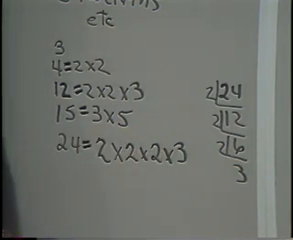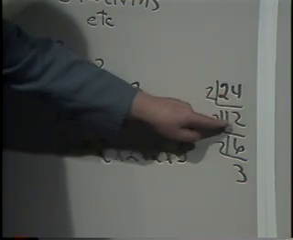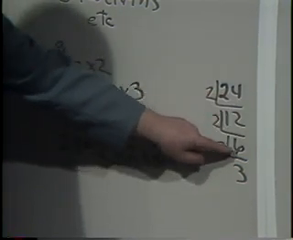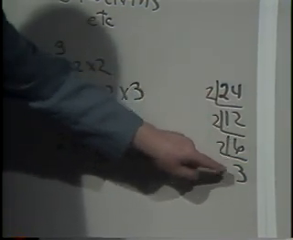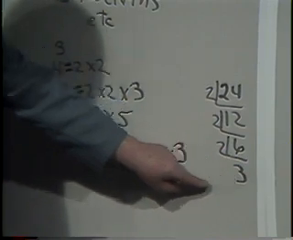And if you don't feel that confident and want to go more slowly, do it that way. 2 goes into 24 12 times. 2 goes into 12 6 times. 2 goes into 6 3 times. So 24 is 2 times 2 times 2 times 3.